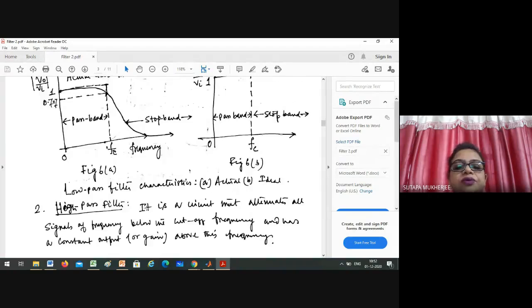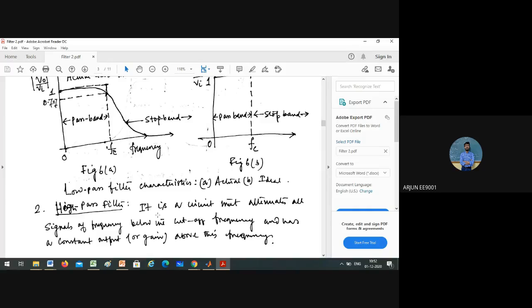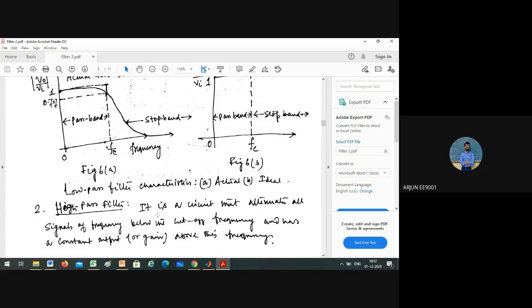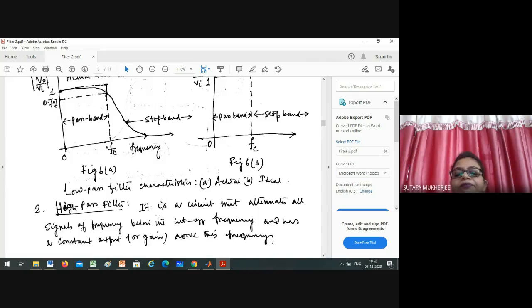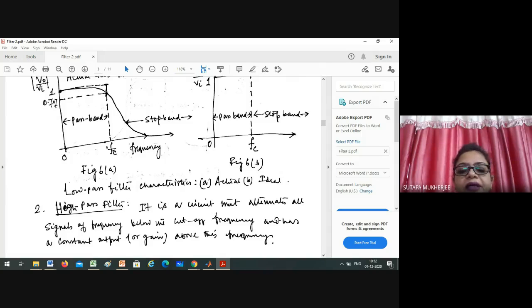Now come to high pass filter. Now Arjun, tell me what is the definition of high pass filter? Common sense কি বলে? যেগুলো হাই ফ্রিকোয়েন্সি গুলোকে পাস করতে দেবে আর লো গুলোকে আটকাবে। তাহলে কোথা থেকে হাই হবে? একটা কাট অফ থাকবে, after the cutoff. রাইট, মানে কাট অফের আগেগুলো পর্যন্ত। This is the circuit that attenuates all signals of frequency below the cutoff frequency and has a constant output or gain above this frequency, right?